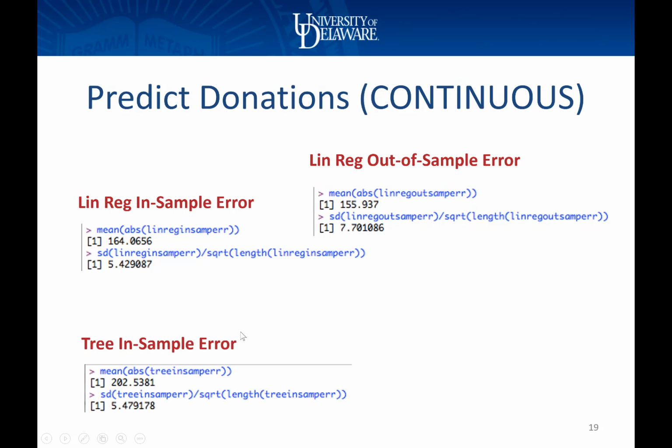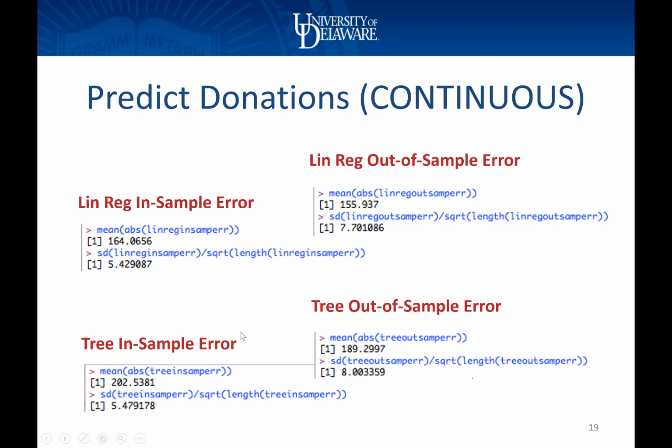For the in-sample error, the average mistake made by the tree is over $200. And out of sample, it's about $190. So what I can say that is different from the binary classification tree here is that it's clear that the tree is not doing as good a job as the linear regression. So for this particular situation, I'd say since the linear regression on average does a much better job, let's just use the linear regression. But it's good to have something else to compare to, and we're going to talk about why in the next video.